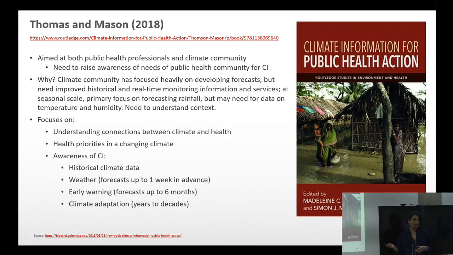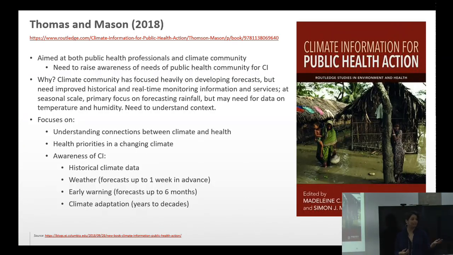So this is a book. I don't know if anybody has seen it. It's written by two scientists at IRI. Madeline Thompson, some of the health scientists might know her name. She's now at Wellcome Trust in the UK. But Simon Mason is a brilliant climate scientist based at Columbia. And they've written this book aimed both at public health professionals and the climate communities to raise this awareness. And again, it says here, climate communities focus heavily on developing forecasts, but you need improved historical and real-time monitoring information and services.